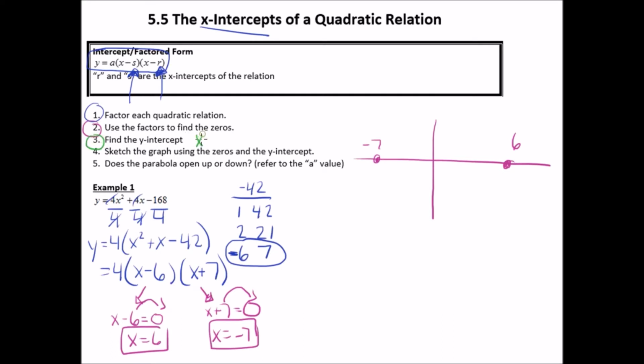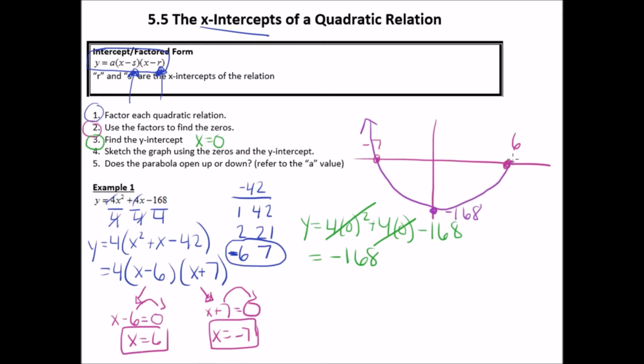Those are our zeros. Now let's go ahead and find the y-intercept. To find the y-intercept, we need to plug in x equals 0. So we're going to have 4 times 0 squared plus 4 times 0 minus 168. That goes to 0, that goes to 0. We have negative 168 as our answer. So let's plot negative 168 on our graph, and we're going to connect those. Number 4 is just sketch the parabola. So we're going to sketch both zeros and the y-intercept.